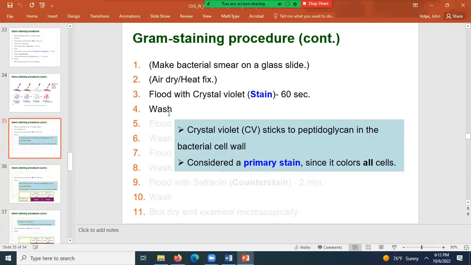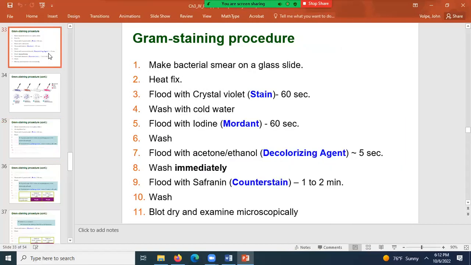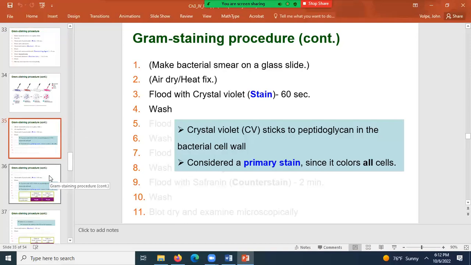You then do the water wash, and I forgot to mention this. Whenever you're going through the gram stain, rather than state, I do a water wash, I do a water wash, I do a water wash, you can just state at the beginning or the end: after each step in the gram stain, you gently wash with cold water. Okay, that's all you need to do. Put it at either the start or the end of the gram stain. You don't have to put in each time that you wash with distilled water. Where were we? Oh, right here. So you wash with distilled water.